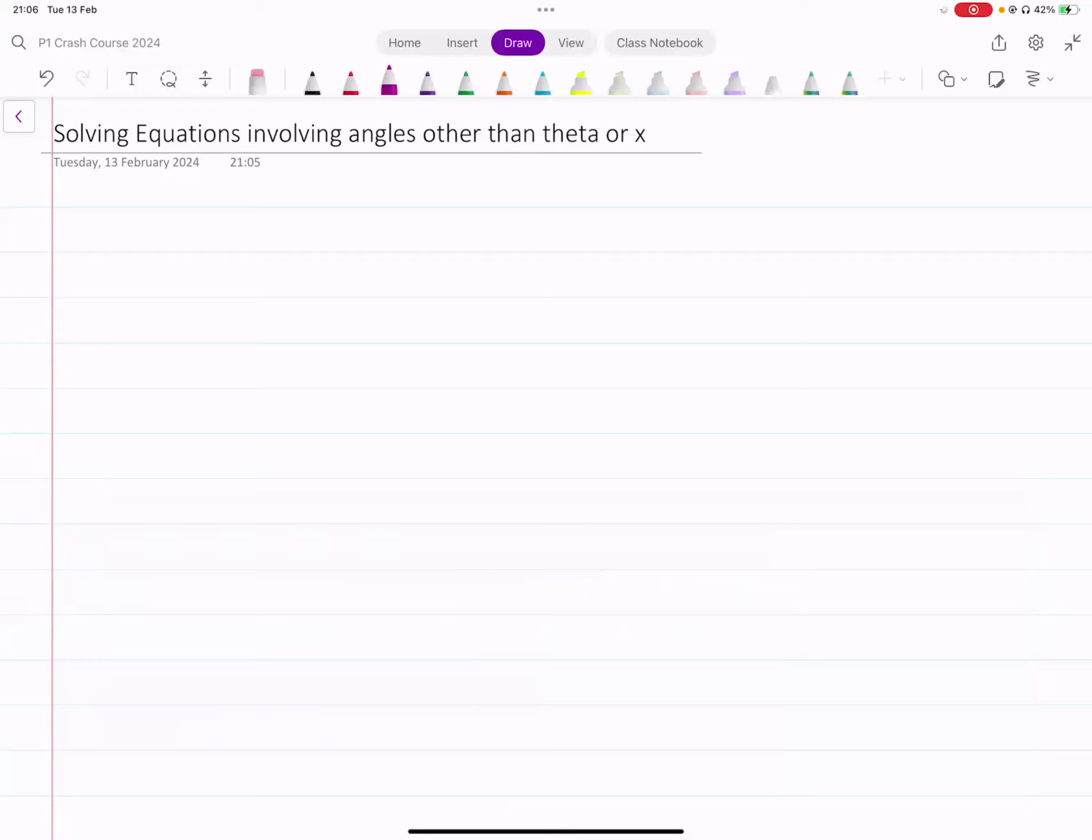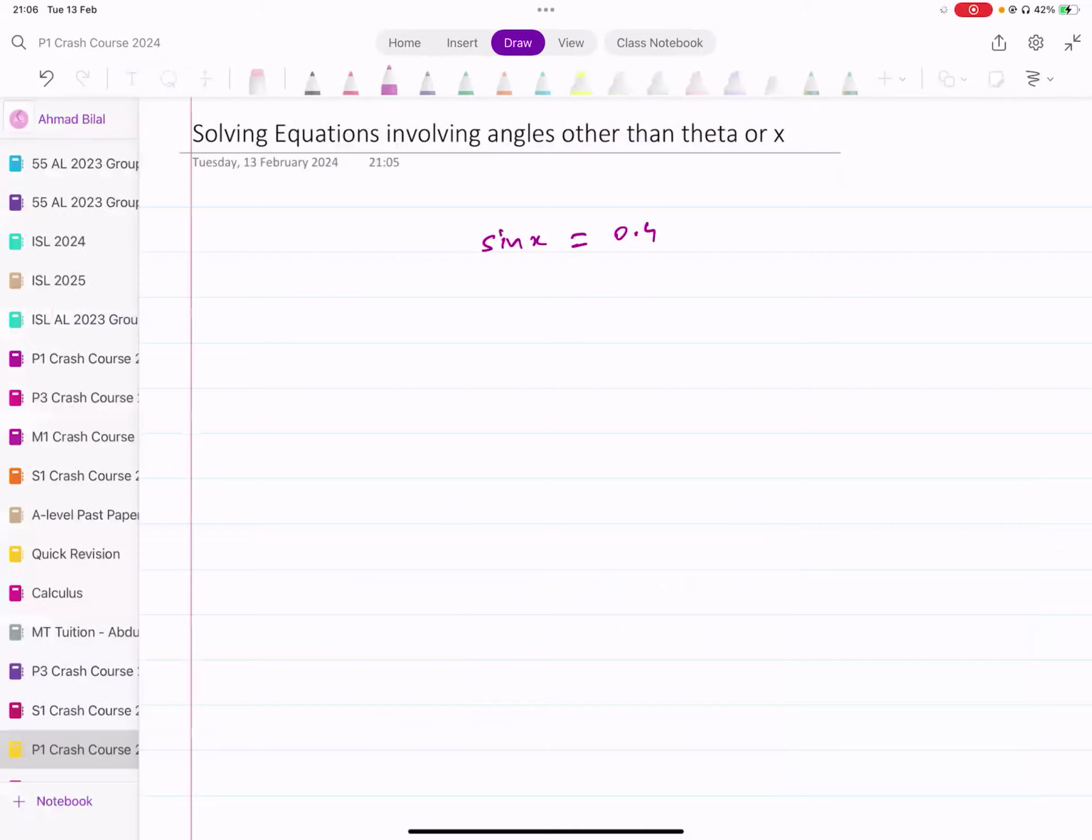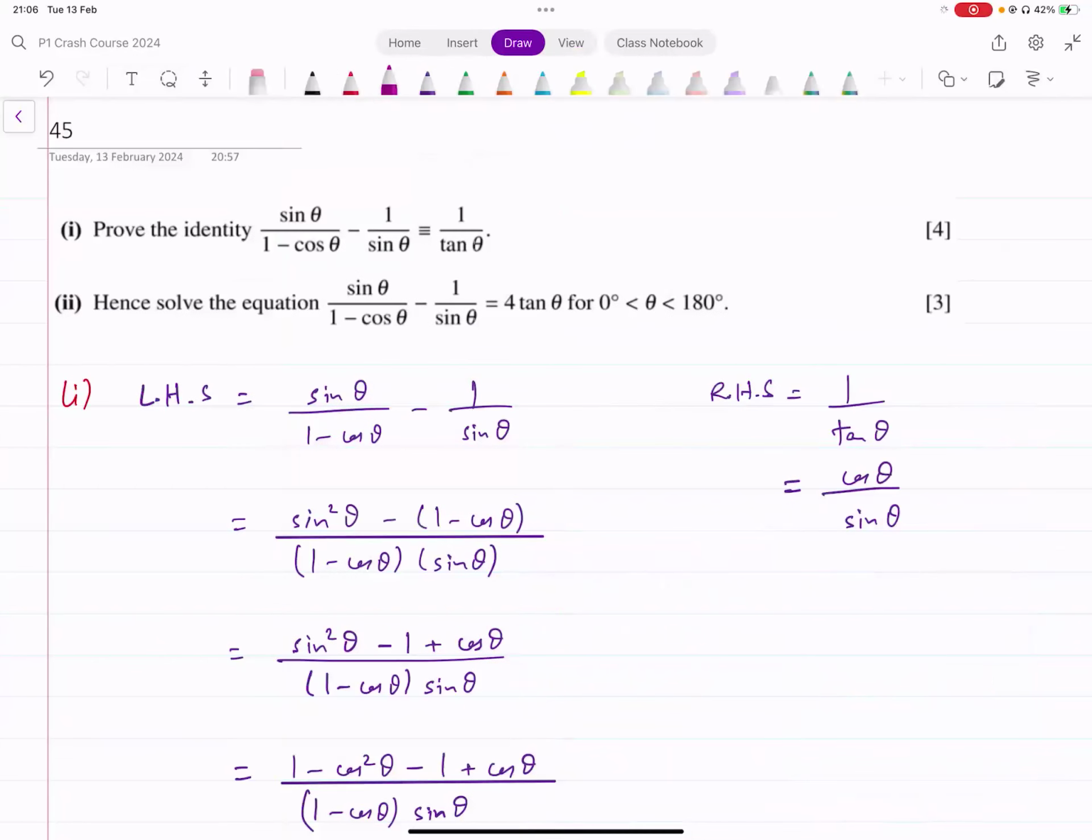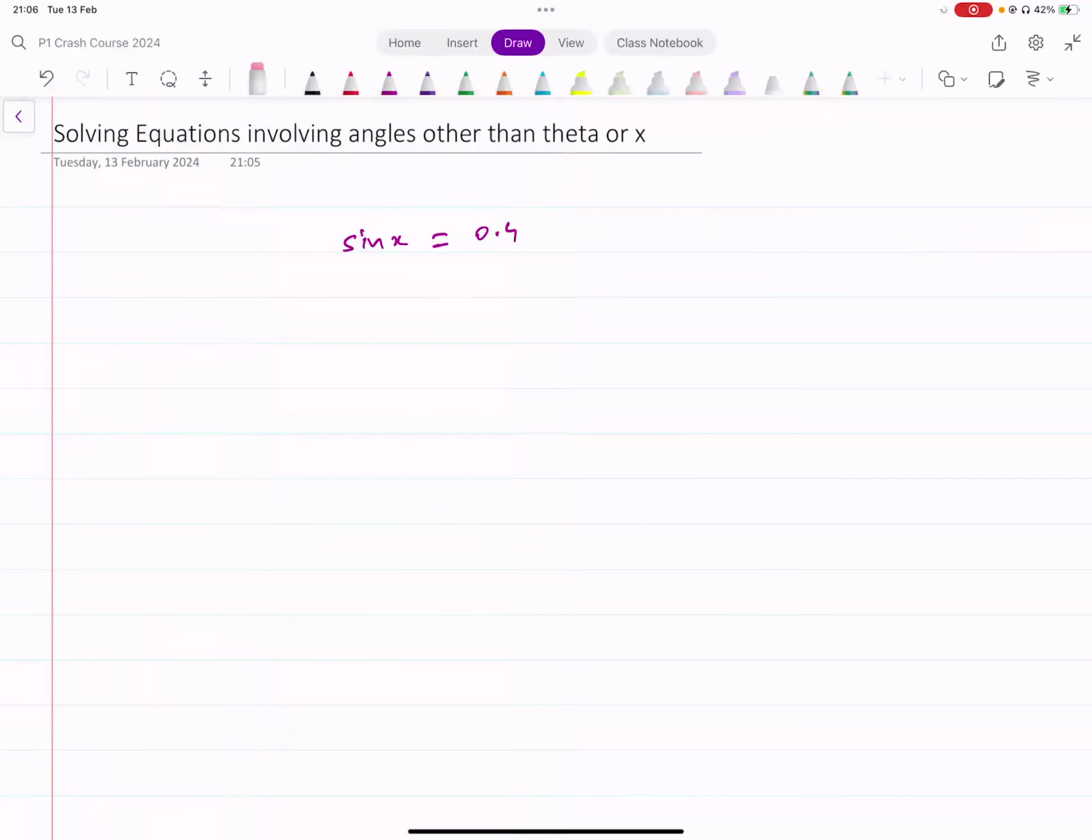We have learned how to solve equations like this for now. If you have sine x equal to something, let's say 0.4, we know how to solve this. Of course, we could have a more complicated equation, but the angle has always been theta or x for all the questions that we've done until now. So you would have sine x equals something at the end, or tan theta equals something, right? But sometimes what happens is instead of x or theta, you have something else as the angle.